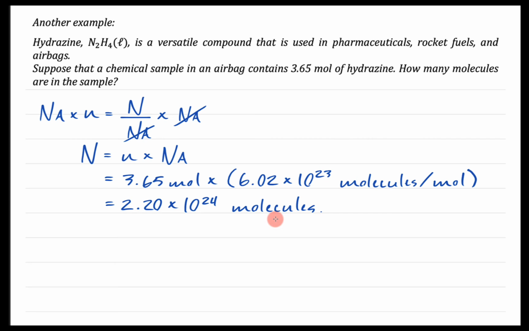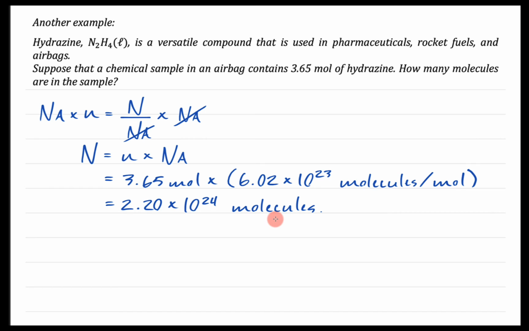All right, so let's look at another example. This one we'll see is slightly different. We're not solving for the number of moles. We're instead solving for the number of particles. So this question says hydrazine N2H4 is a versatile compound that is used in pharmaceuticals, rocket fuels, and airbags. Suppose that a chemical sample in an airbag contains 3.65 moles of hydrazine. How many molecules are in the sample?